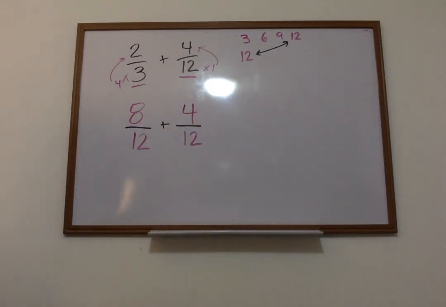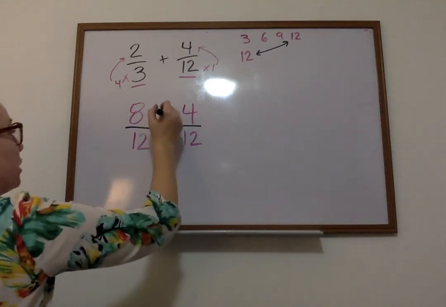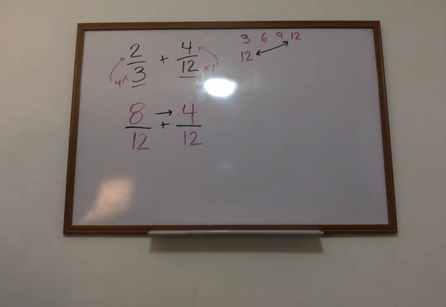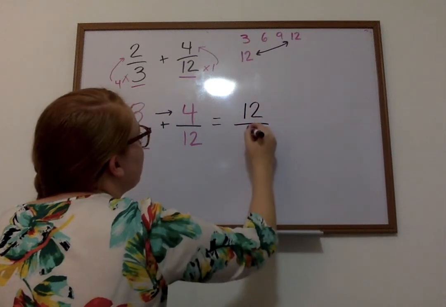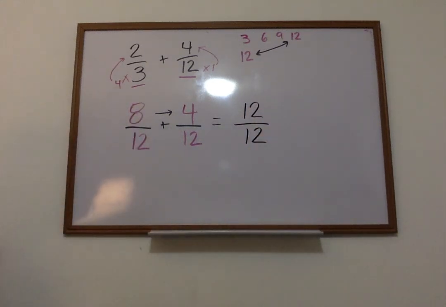Now, I'm ready to go ahead and solve. Well, when I'm adding fractions, I only add the numerators, which is 8 and 4. 8 plus 4 is then going to give me 12. Then my denominator stays the same, which is 12. I have 12 over 12 now.